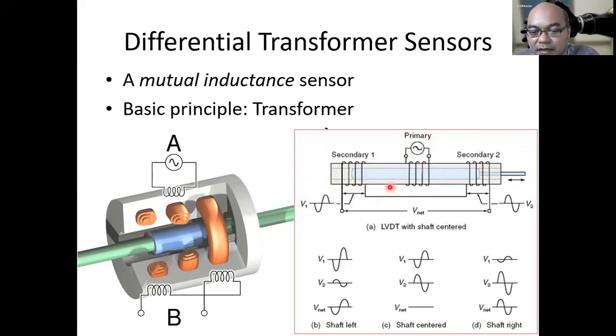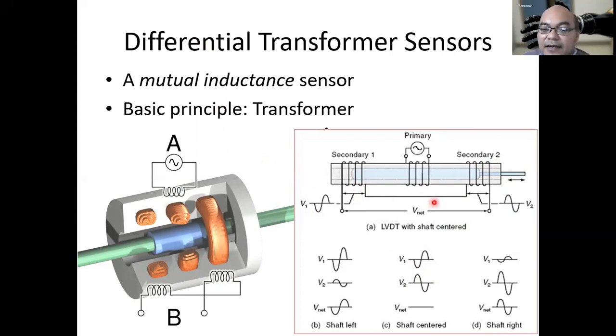Okay, so when it is exactly at the middle, when the shaft is centered like this, V1 is the voltage measured by the secondary 1 coil, which looks like this, a negative sinusoid function. Then secondary 2 will capture a positive sinusoid function like this. The difference between V1 and V2 will be 0. Right? V1 plus V2 equals 0, because they are the same, but they only have different polarity.